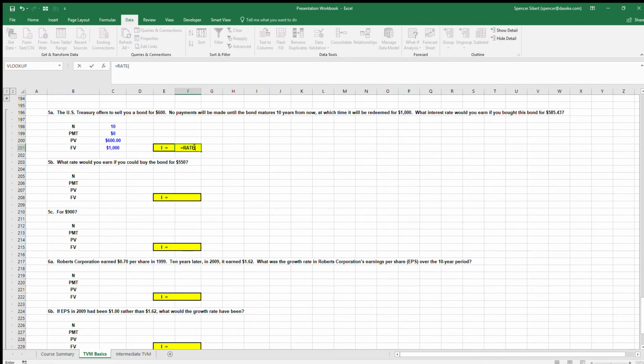So again, equals rate, number of periods is 10. We've got the payment, which in this case is 0. We've got present value, and then future value. I think I have to find the negative of one of these. Looks like future value is negative. No, present value is negative. Okay, so I've got to put a negative in for the present value section, and then we get 5.24%.